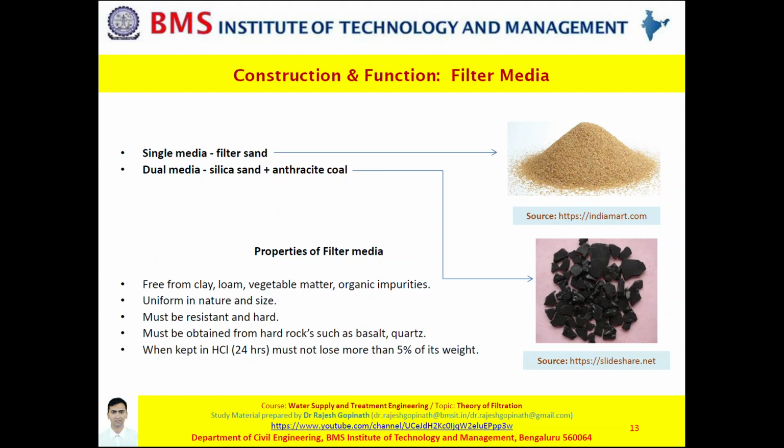Now, what are the properties of a filter media? It is very important that the filter sand or the filter media should themselves not carry any impurities. They must be free from clay, vegetable matter, and organic impurities. Also, it is imperative that they are uniform in nature and size. They must be resistant and hard. Generally, the filter media is obtained from hard rocks such as quartz and basalt. When we keep the filter media in hydrochloric acid for 24 hours, it is expected that it shall not lose more than 5% of its weight. These are a few of the desirable properties to qualify as a filter media.